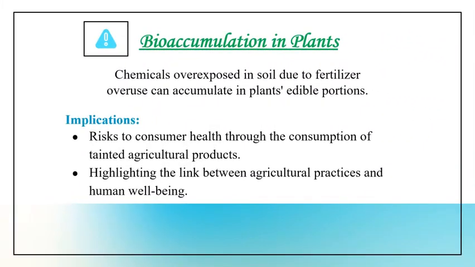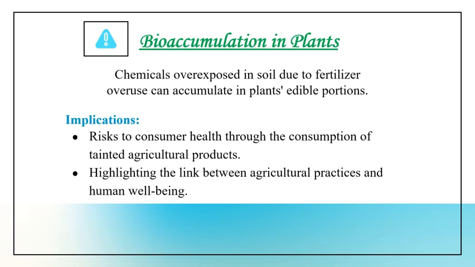Another area of concern is the bioaccumulation of chemical hazards in plants. Chemicals overexposed in the soil due to overfertilization may be absorbed by plants and accumulate in the edible portions of crops. This poses risk to consumers' health, highlighting the connection between agricultural practice and human well-being.